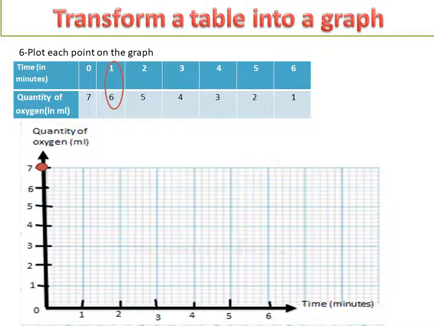The second point is at time 1 minute, and the quantity of oxygen is 6 milliliter. To draw this point, we will draw a vertical line from the 1 minute and a horizontal line from the 6 milliliter. The intersection between these two lines is the point.